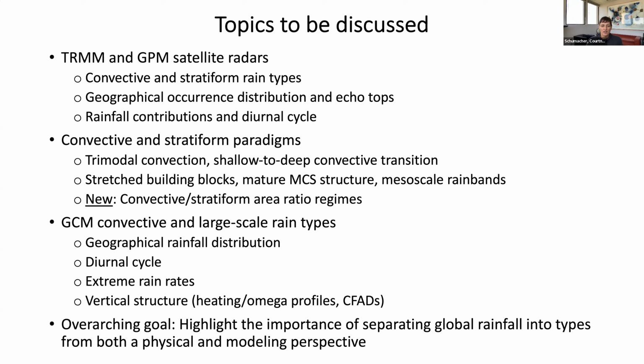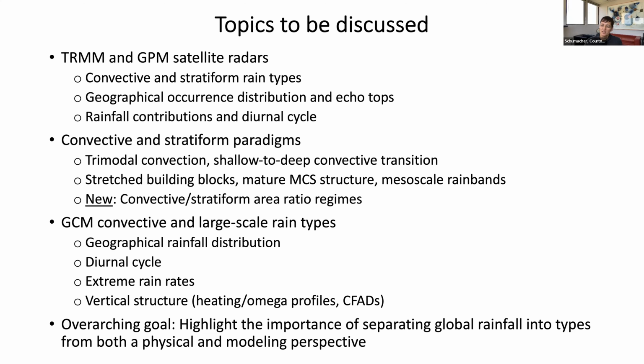There's a number of paradigms that I'll be talking about, things like trimodal convection, shallow to deep transition. Those are basically convective phenomena, whereas the next three, stretch building blocks, MCS structure, mesoscale rain bands, contain significant stratiform components. I'll be showcasing a new paradigm. I think that's a very interesting one to compare storms across the globe using convective and stratiform rain types and the implications of that for rain area and heating and things like that.